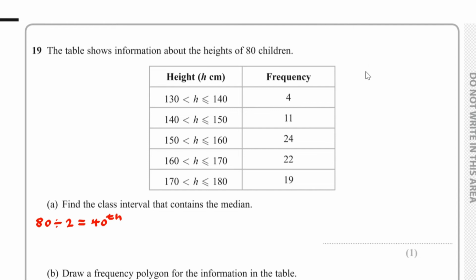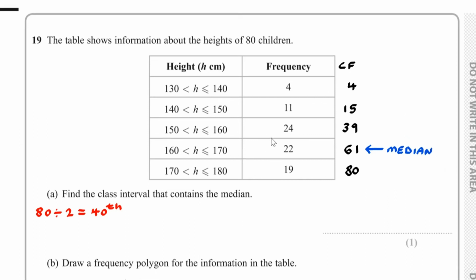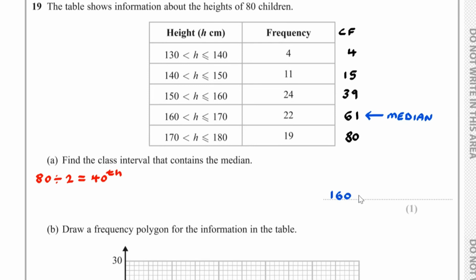So, if we find the cumulative frequency, we start off with 4. 4 plus 11 is 15. 15 plus 24 is 39. 39 plus 22 is 61. 61 plus 19 gives 80. We want the 40th value, that's in between the 39 and the 61. We choose the bigger one. So the median will be in this interval, 160 less than h, less than or equal to 170.